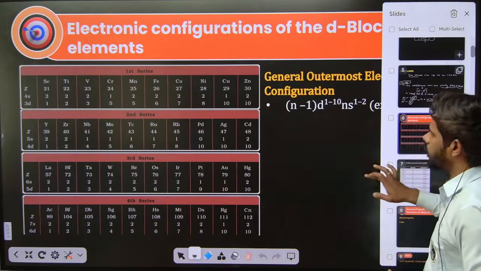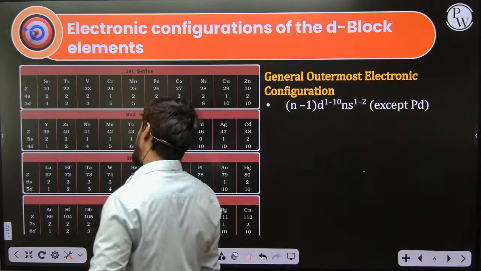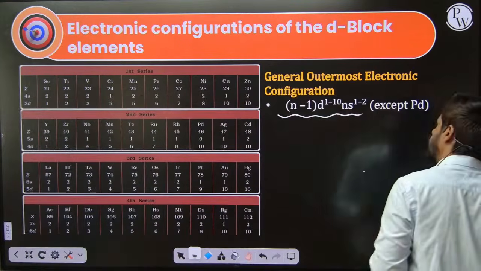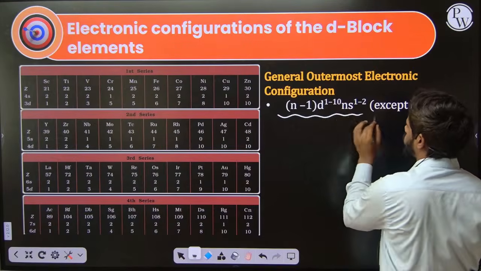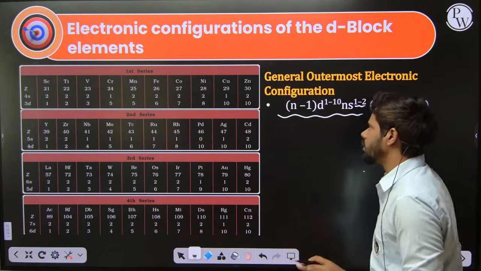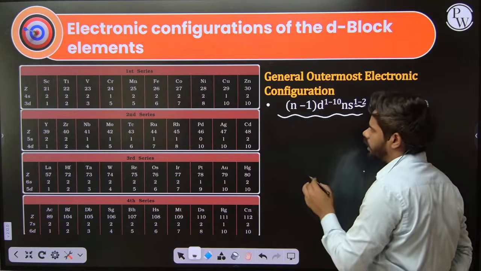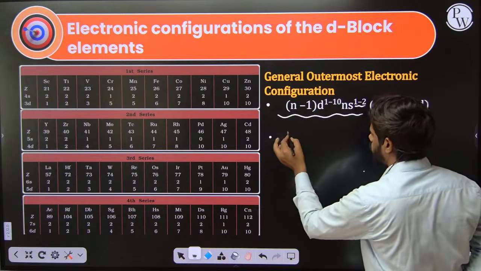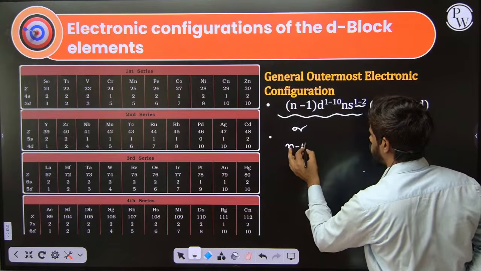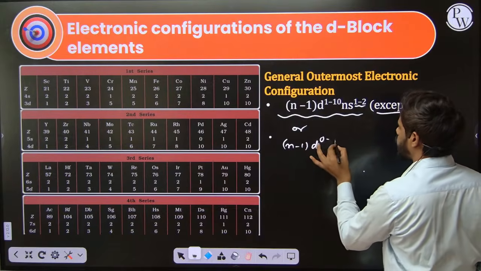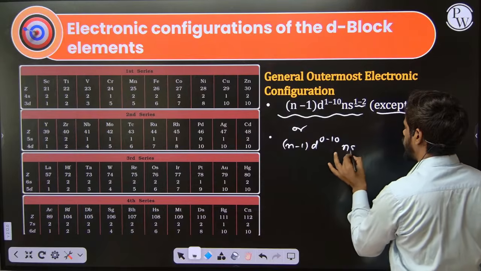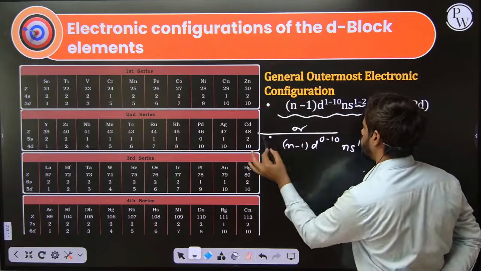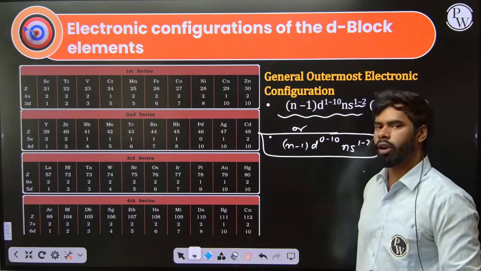Let's see the electronic configuration of d block elements now. The general electronic configuration is (n-1)d1 to 10, ns1 to 2. That means d can be 1 to 10 if we are excluding Pd. If we are including Pd, then it is (n-1)d0 to 10, ns1 or 2. This is the outermost shell configuration of a d block element.